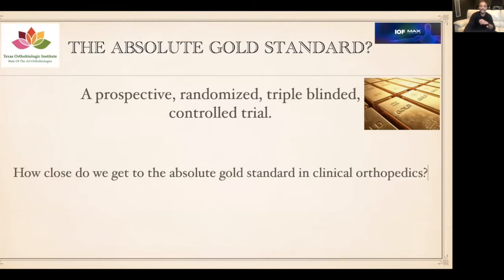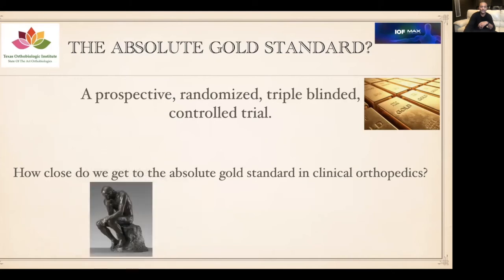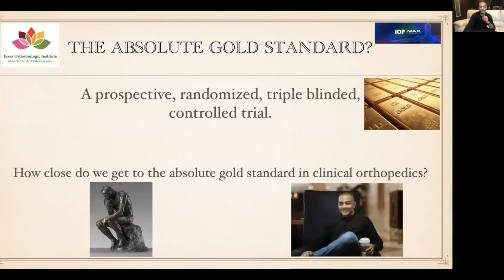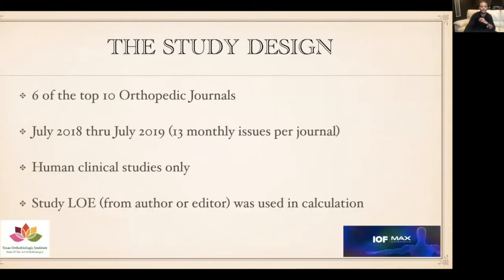So the question that we had sitting around one day was, how close do we actually get to the gold standard in clinical orthopedics in these top 10 journals? It was really a thought question at the time. And nowadays, in 2021, when you sit around and think, you don't sit on a piece of stone, you sit in a chair and you have a Starbucks and you think about, how could we answer that question? And this study is how we came up with a solution to try and decide what is the average level of evidence in orthopedic surgical journals.